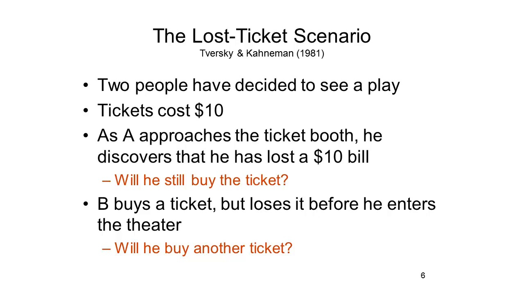Here's a famous experiment by Tversky and Kahneman based on this kind of intuition. It's known as the lost tickets scenario. Two people have decided to see a play. The tickets cost $10. As person A approaches the ticket booth, he discovers that he's lost a $10 bill. And the question is, will person A still buy the ticket? Now consider person B, who actually buys a ticket but loses the ticket before he enters the theater. The question is, will he go back to the box office and buy another ticket?